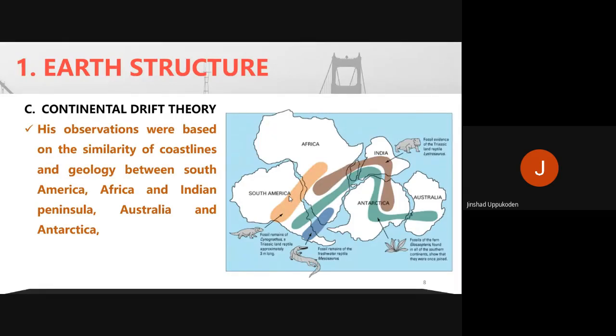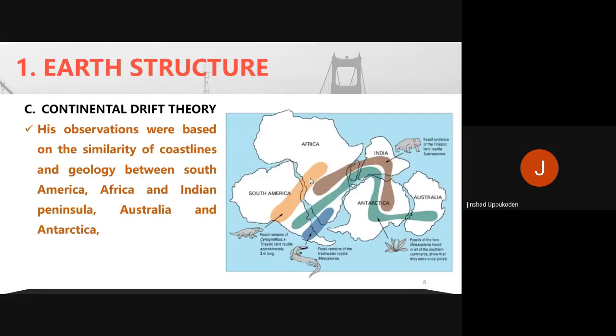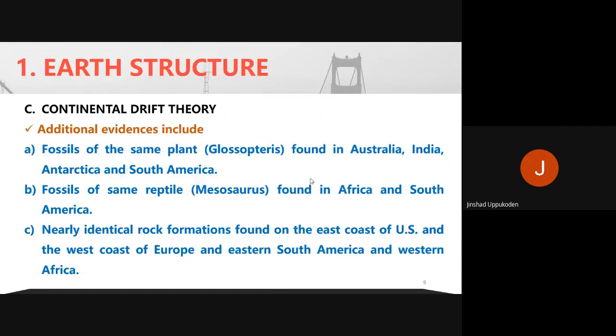To some extent it may not be entirely true, but he introduced the concept of plates, the slabs of rocks, which was true. I am not going into much detail regarding the fossil studies now, which I'll discuss later. Some of the common ones he observed are given here.